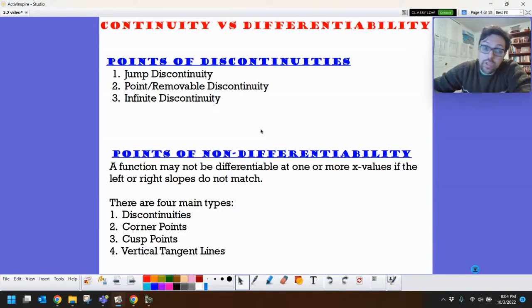In another video, we talked about types of discontinuities: jump, point, and infinite. There are 4 types of non-differentiability, similar to where we aren't continuous. Any of the points of discontinuity are also points where we are not differentiable. Also, we are not able to be differentiable if we have a corner or cusp. Those are basically the same thing. And we are also not differentiable when there is a vertical tangent line. Let's take a look at those.